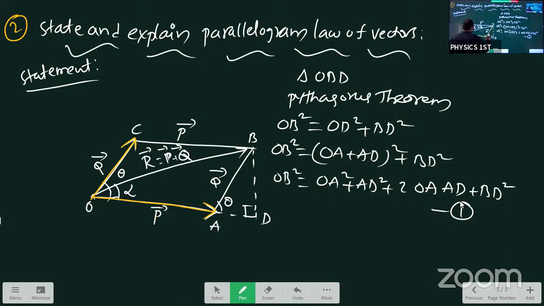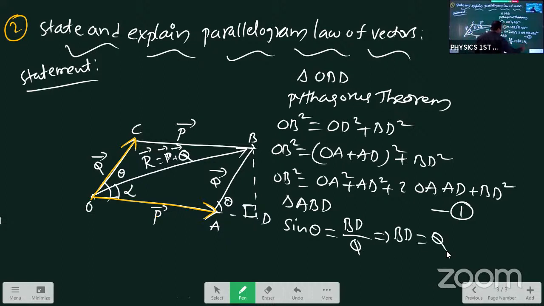Now triangle ABD. ABD. The right angle of 90 degrees is already there. Sin theta equals opposite side, meaning BD, by hypotenuse Q. So BD equals Q into sin theta. Equation number 2. From this right angle triangle, we need sin theta and cos theta. Sin theta and cos theta substituted here, we can get the resultant equation, students.